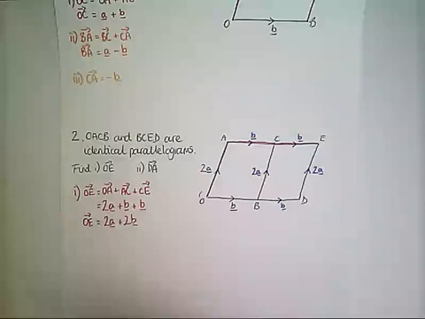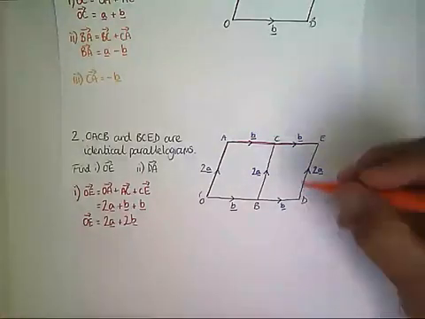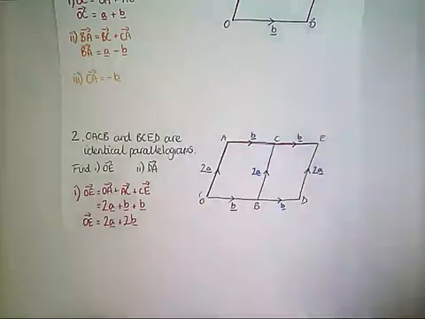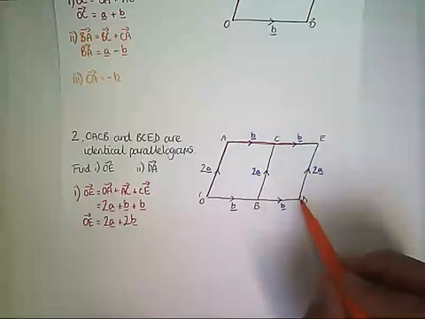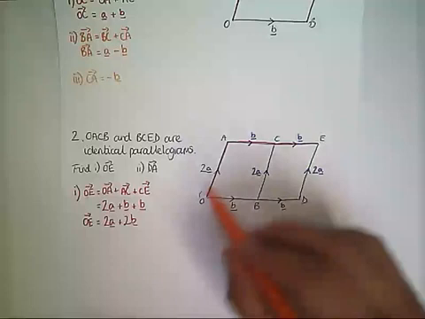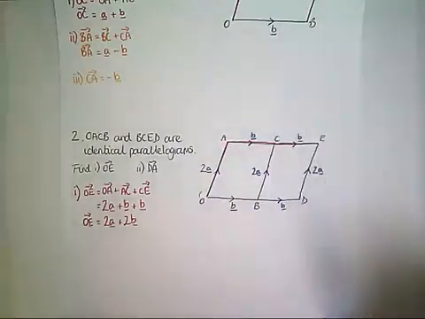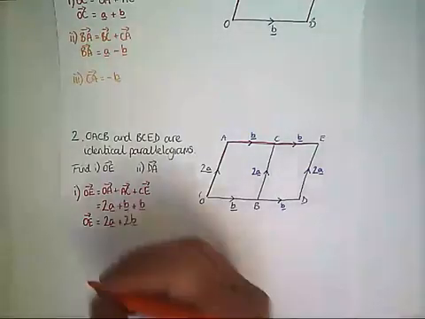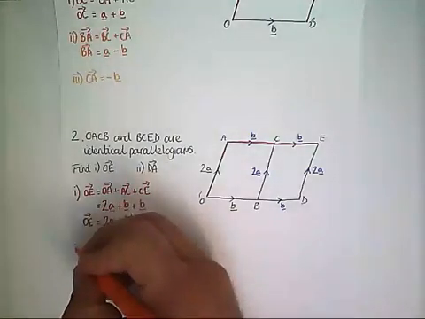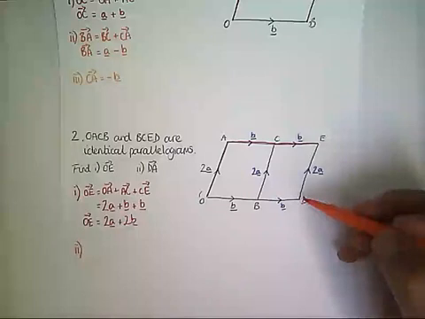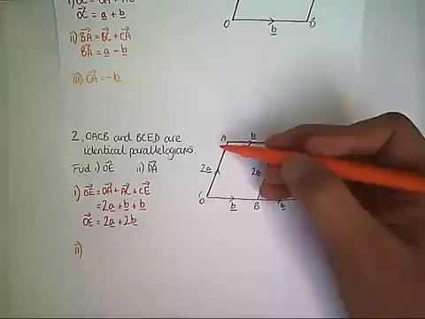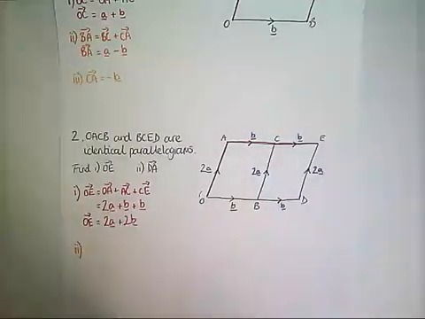Okay, next one, we want to go from D to A. So we could go D to B, B to O, O to A. We could go D to E, E to C, C to A. Okay, lots of different ways. We could do D to B, B to C, C to A. Okay, they're all going to give us the same final answer.